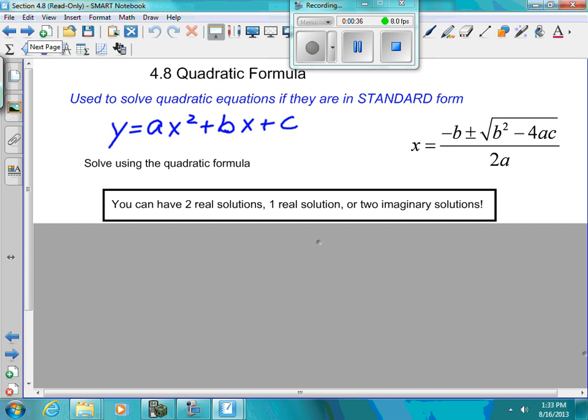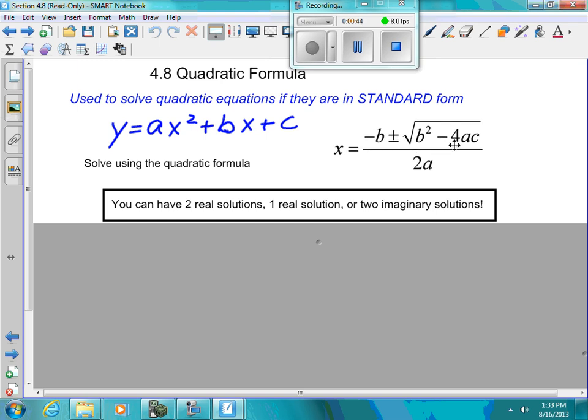So, let's look over what the quadratic formula is. You have to learn that first. Okay, the quadratic formula is this big, scary looking thing here. If we take the general form, y equals ax squared plus bx plus c, and we take those coefficients a, b, and c, we can plug them in the formula. x equals negative b plus or minus the square root of b squared minus 4ac, divided by 2a.